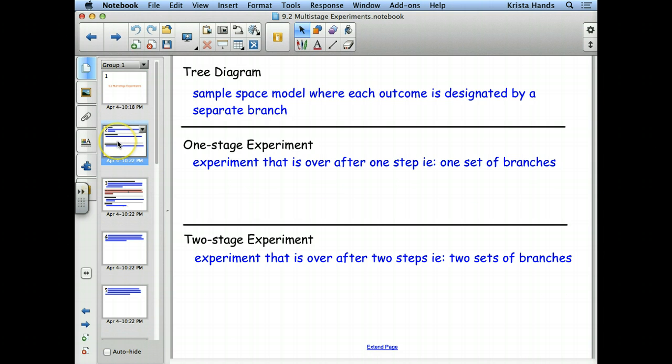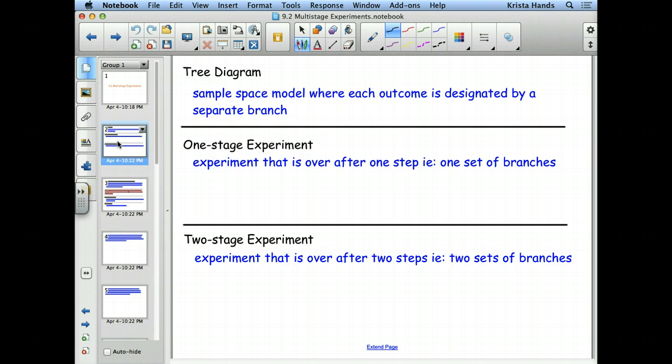So starting with this, we're going to talk about what a tree diagram looks like. And they actually talk briefly about tree diagrams in section 9.1 in your book, but it's really not all that helpful when you really just have one event happening, okay? But when you have multiple events and a multi-stage event or experiment happening, it becomes much more interesting. So this is just a sample space model where each outcome is designated by a separate branch. When you have a one-stage experiment, it is over after one step.